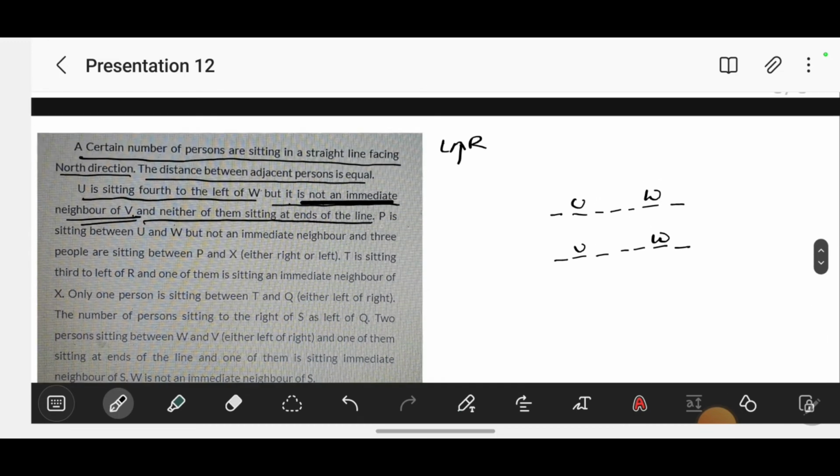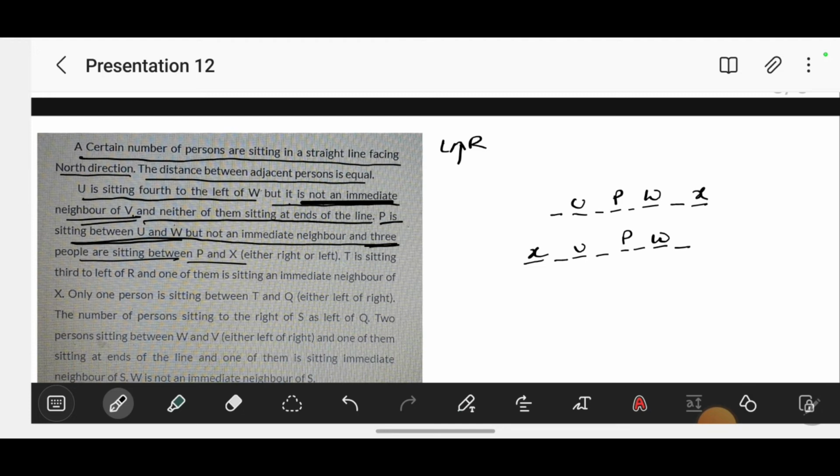Right, next. P is sitting between U and W but not an immediate neighbor, and 3 persons. Okay, P is sitting between U and W, not immediate. So P here, in this case P here. Okay, next. And 3 persons are sitting between P and X. So if you take 3 persons sitting between P and X, first case 1, 2, 3, X should be here. In second case 1, 2, 3, X should be here.